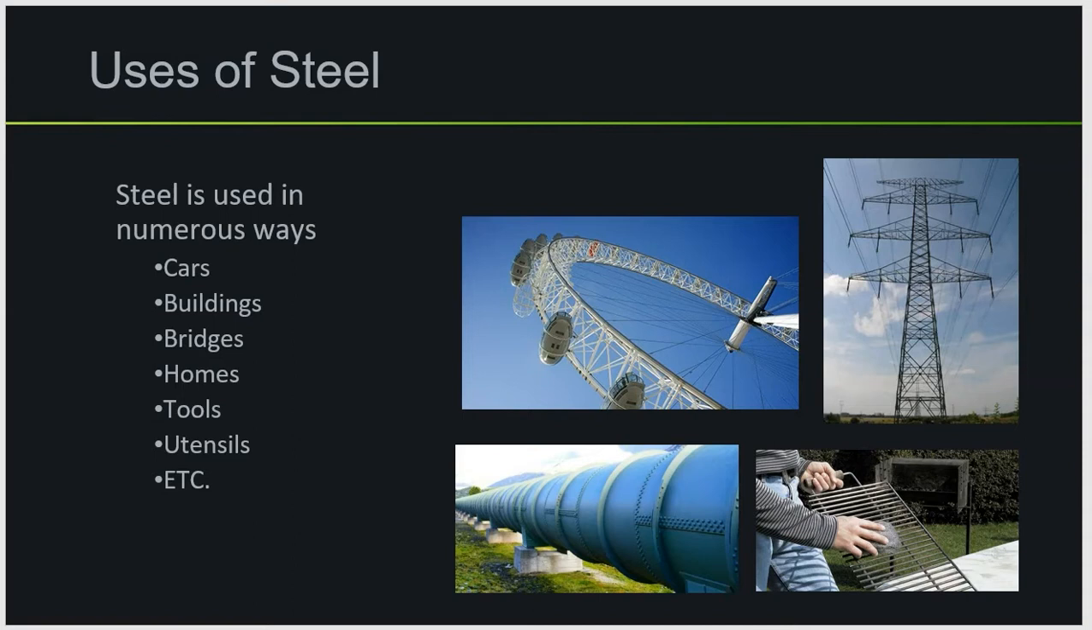Of course, you'll see steel in your homes. Again, it could be part of the foundation, maybe it's part of the structure of the house, or just the appliances in your house: washer, dryer, oven, sink, that sort of thing. Tools are made out of steel: wrenches, sockets, screwdrivers, hammers, all those sorts of things. Our utensils, so knives, spoons, forks, can be made out of different types of steel.